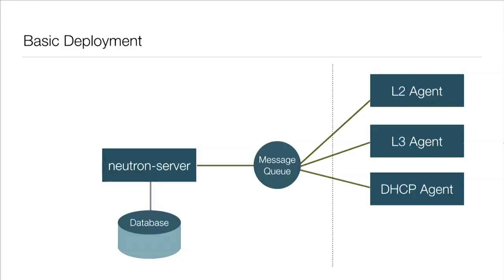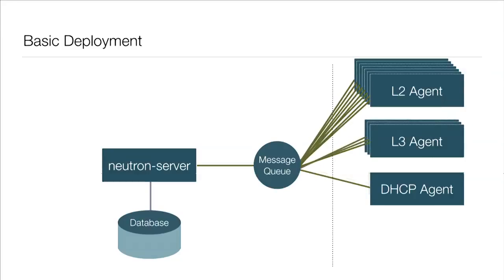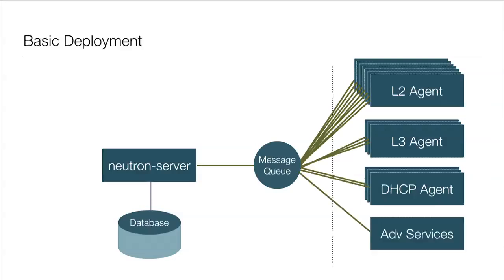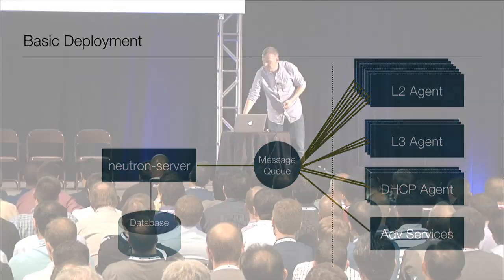But when we're running these things in the real world, you're really going to have multiple copies of these things. You're going to be running multiple L2 agents. Typically, the L2 agents are going to reside on the hypervisor. And then lastly, I touched a little bit on it, is advanced services. Many of the advanced services have special agents, whether you're doing load balancing or VPN or firewall.